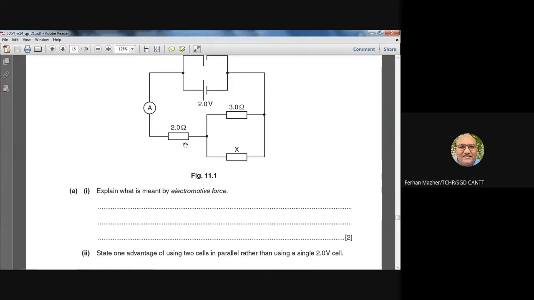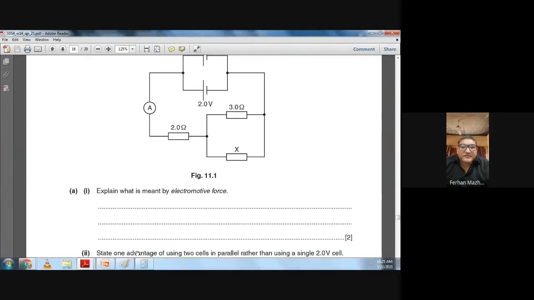V is the question. The resistance is 2 ohm. The I value is 0.5 ampere. Just put the values, multiply them, and the answer will be 1 volt. So across this resistor, the voltage drop will be 1 volt. From the battery, 2 volts are coming. 1 volt will be used here on this resistor. 1 volt will be used here. Very simple. Let me show you my work.